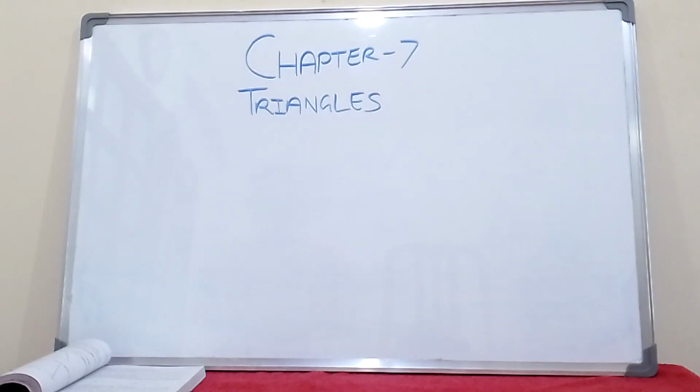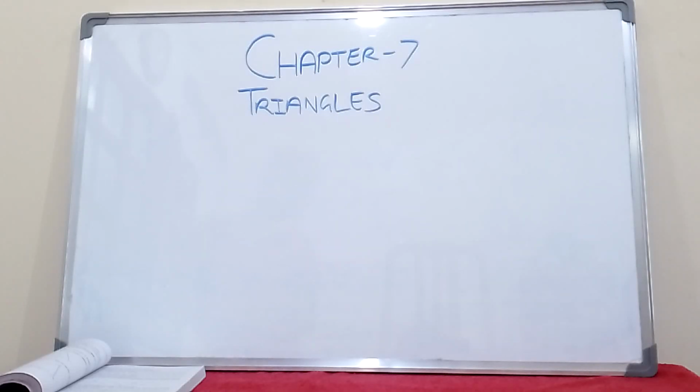Looking at this chapter Triangles, we'll be studying what congruency means, what correspondence means, and some of the criteria of congruency of triangles, and how we can prove them. And then later on, there are some more additional features of isosceles triangles, and we will also be studying inequalities of a triangle. So let's first see what congruency means.